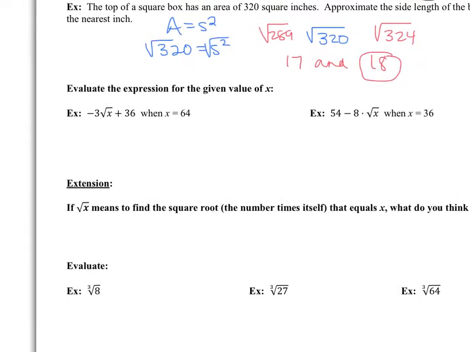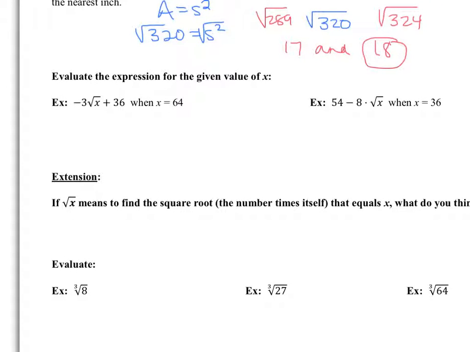Down here, we're going to evaluate for the given value of x. The first thing we're going to do, like always, is substitute. So negative 3 times the square root of 64 plus 36. In PEMDAS, remember multiplication and division go left to right. Addition and subtraction go left to right. That's because they're inverse operations. So are exponents and square roots. So square roots, if you have them, would fall in the same spot as exponents.